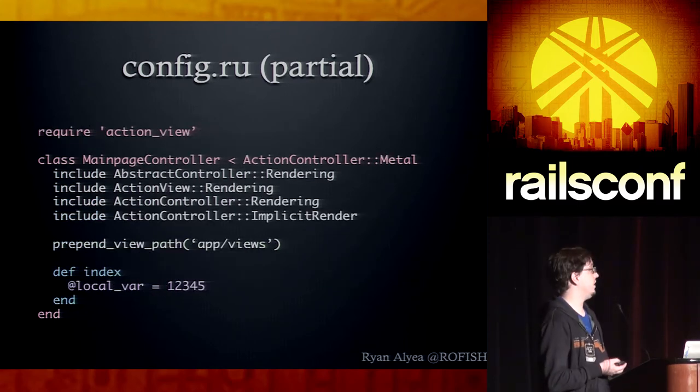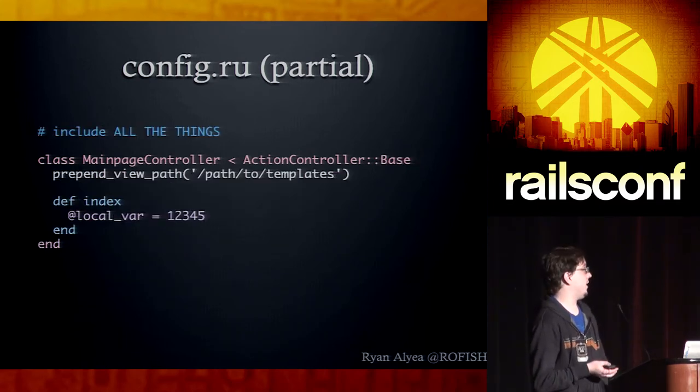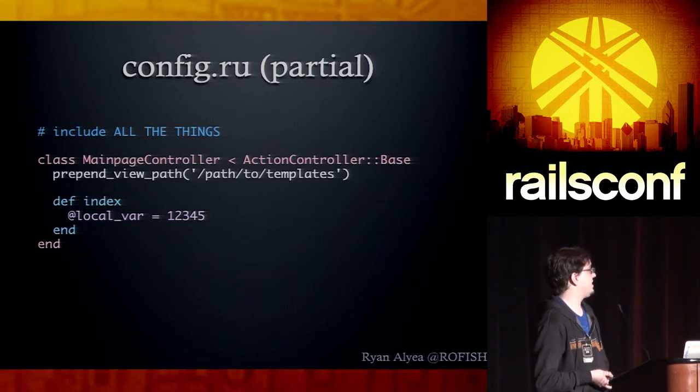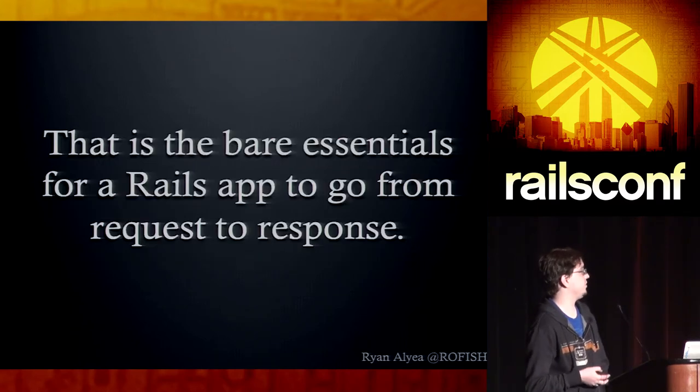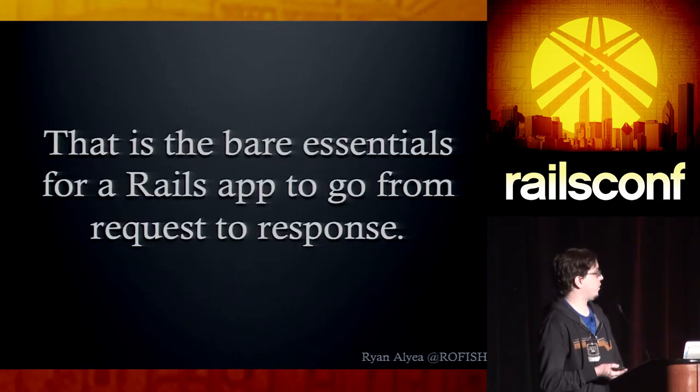Of course, if you want Action View in it, you can include Action View. All you've got to do is just tell it where your views are. Or if you want to include all the things, just include ActionController::Base, and you still have to tell it where your views are, but that's it, right? And that's still the exact same config.ru rackup file that we started with and are basically ending with. That's still 25 lines, a single Rails app in 25 lines. And that's the bare essentials for a Rails app to go from request to response.